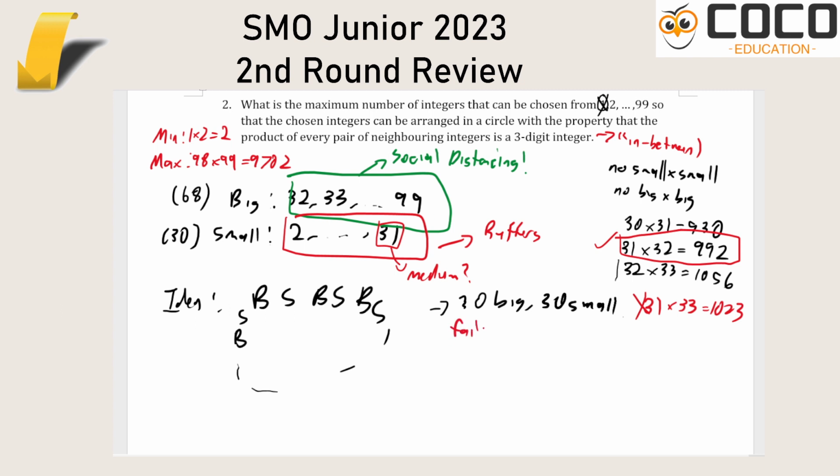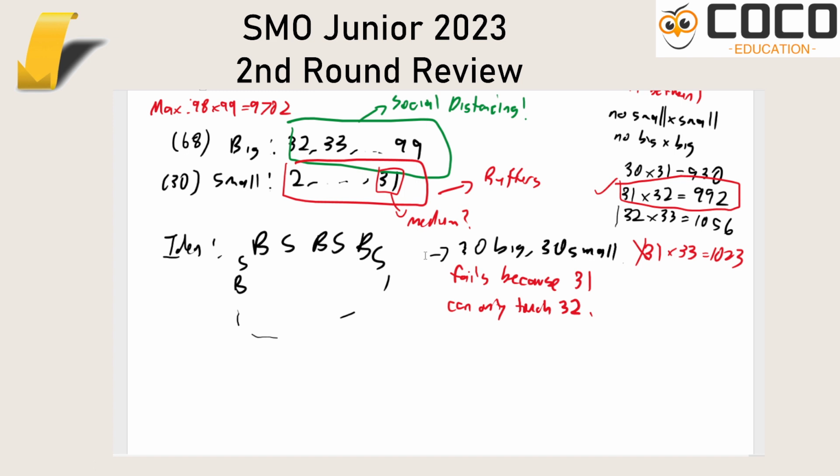This fails because 31 can only be next to the one big number, which is 32. Right, so you can only touch 32. It's supposed to be touching something on the left and right. Remember, this is a circle, not just a long line. And so therefore, it can't be 30 big, 30 small. And so maybe the 31 needs to touch something else, right? 31 has to also touch a big and a small number.